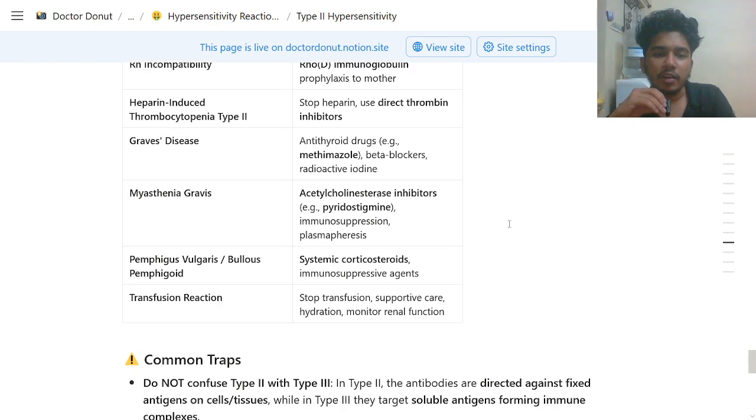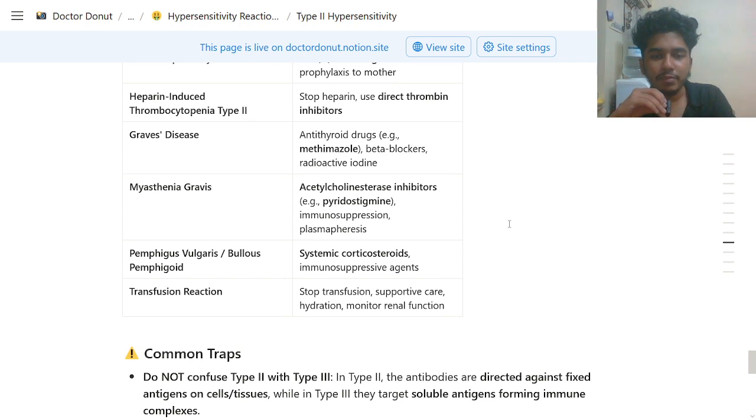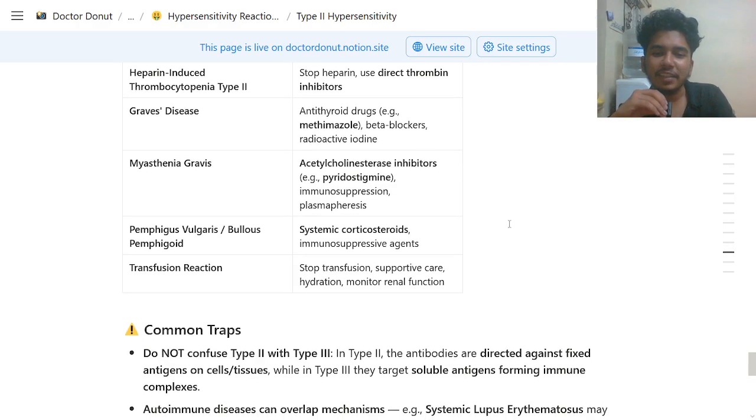Then in pemphigus vulgaris or bullous pemphigoid, we give systemic corticosteroids. And then finally, transfusion reaction. Stop the transfusion, guys. We give supportive care, hydration, and monitor the patient.